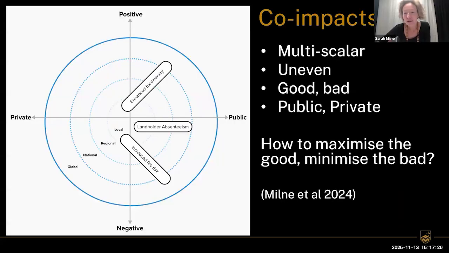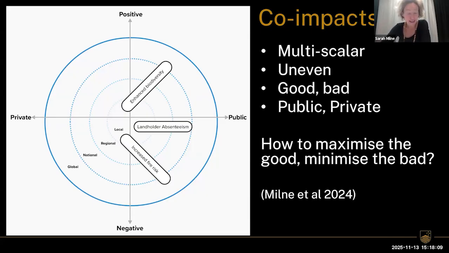The thing I wanted to say about co-impacts is that they are multi-scalar, so they happen at different levels: local, regional, national and global. And they're uneven. So some impacts might be felt intensely on the ground, but have no consequence at a global scale, or vice versa. And they're uneven in the sense that some people might be winning and others might be losing. For some people, a positive impact might be wealth generation on a carbon project, whereas that might bring certain costs for neighbours or community. So we built a heuristic in one of our early publications, which I'm showing here.